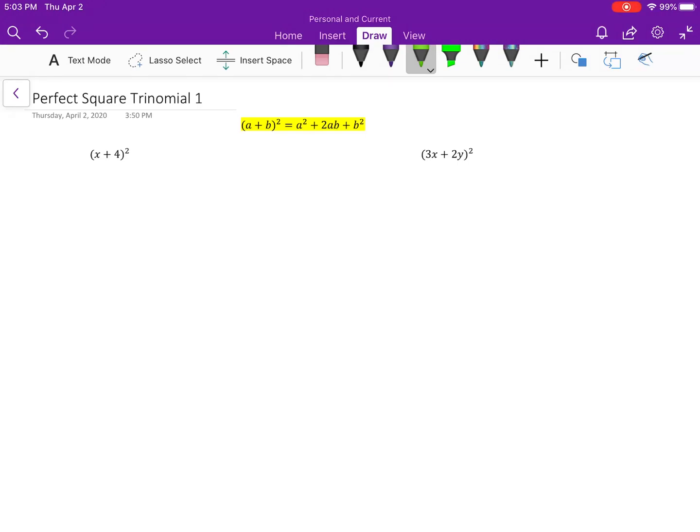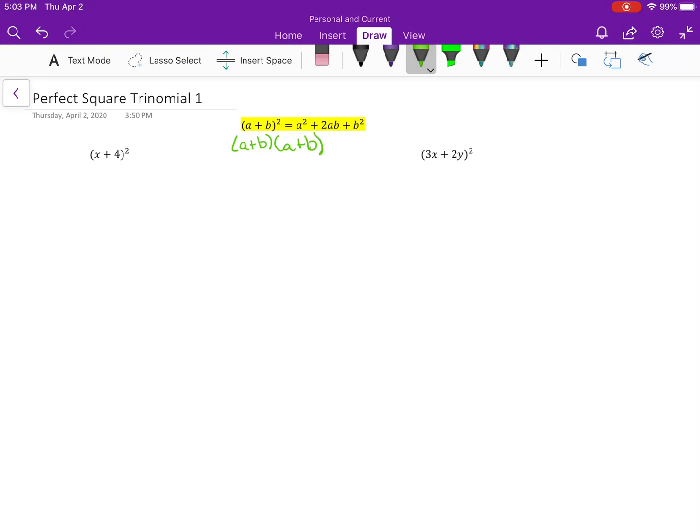Today we're going to look at some of the special products when we multiply polynomials, and this first one is called a perfect square trinomial. So if you see the highlighted part, it says (a + b) squared equals a squared plus 2ab plus b squared. If I was going to just write this out, I would have (a + b) times (a + b).